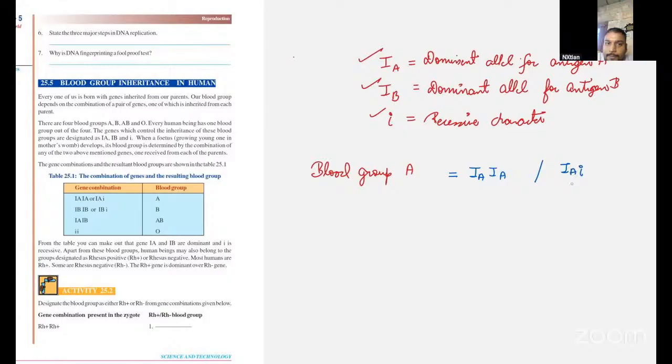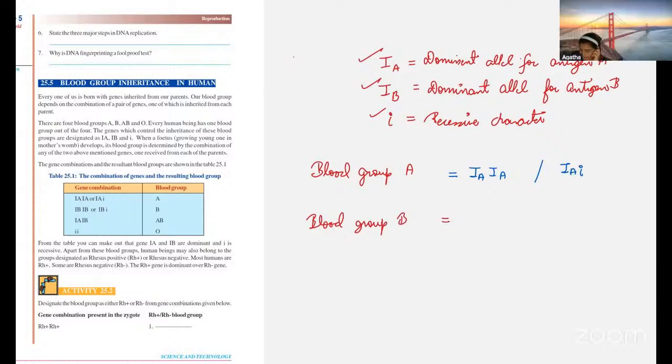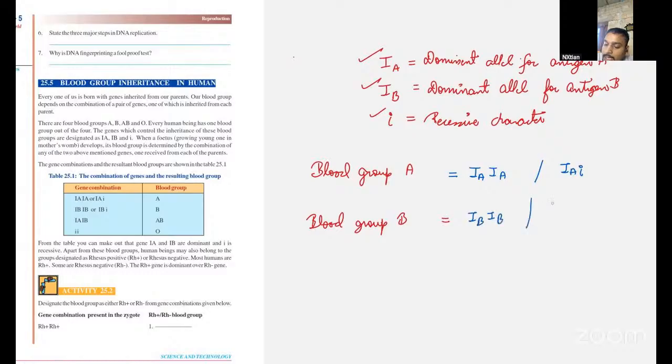David, Miracle, Agatha, if a person has blood group B, Agatha, what will be the possibility of the alleles in that condition? IB IB or IB small i. Very good.